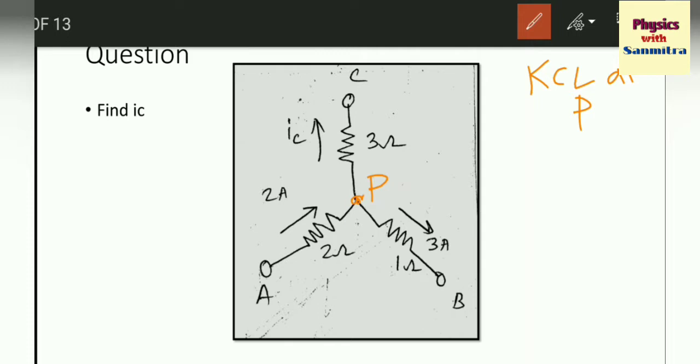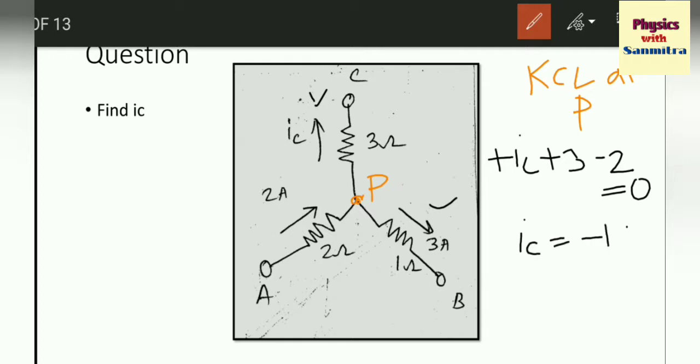Now see, 2 ampere current is entering. Now let me take leaving as positive and entering as negative, just to show you that sign convention. You can take anything and the answer will come correct. Leaving as positive, let's take IC. IC is leaving, so I am taking plus IC. 3 ampere is leaving, so I am taking plus 3 ampere. 2 ampere is entering, so I will take minus 2. That is equal to 0. So IC will be equal to minus 1 ampere.